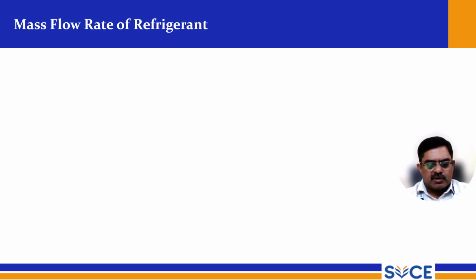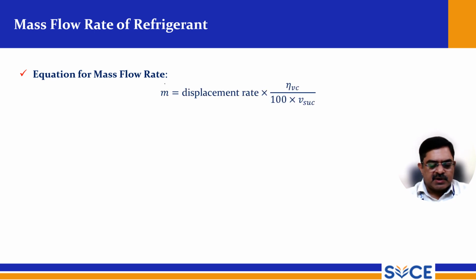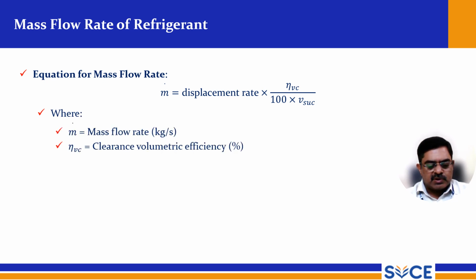Volumetric flow rate of refrigerant: the equation for mass flow rate is M equal to displacement rate into volumetric clearance efficiency divided by 100 into V specific volume. So here M is the mass flow rate. The clearance volumetric efficiency, that is eta Vc, is in terms of percentage, and the specific volume of gas entering the compressor is VSUC.